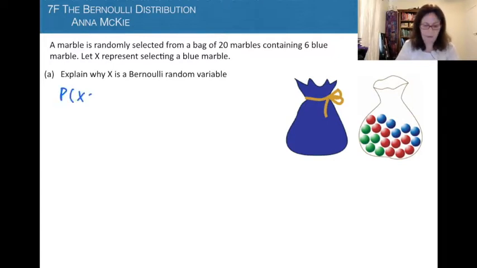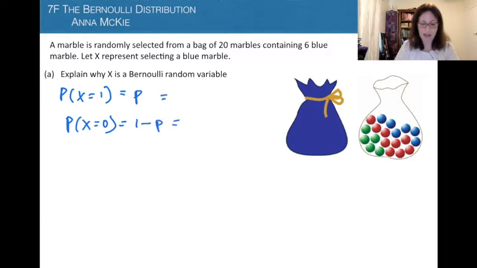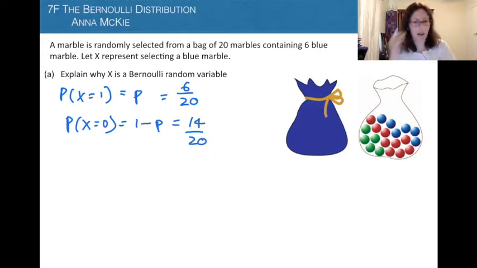Here's how you write it out. You state what the 2 probabilities are. You've got the probability of x equal to 1 and x equal to 0, where 1 is the success, and the probability of success is P, and the chance of the failure is 1 minus P. So what's the chance of getting that blue marble? There are 6 out of 20 chances. That's our P, and the complement of that is 14 out of 20. Feel free to write a sentence as well to explain why something is Bernoulli. You have to identify the success and the failure and the probabilities of them happening.